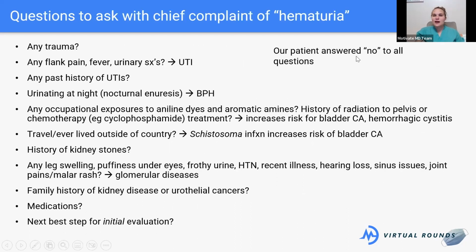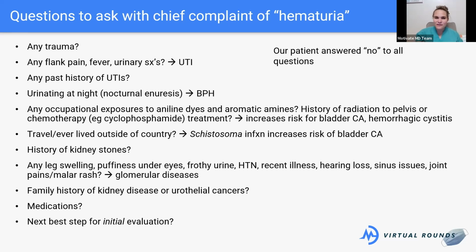So here's where I laid out some important questions to ask when somebody comes in with a chief complaint or concern of blood in their urine. And with all of these history questions, you're going to narrow them down and pick questions related to the differential diagnosis that you're making in your brain. You're thinking of all the things that could be causing hematuria, and you're asking questions related to them. So again, any trauma, Adam had mentioned internal bleeding.